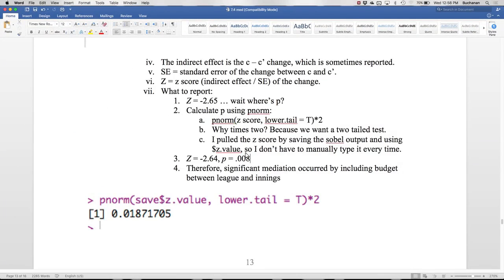Okay. So there was a significant mediation, and apparently if you switch these two, it's also significant. It wasn't even late. Normally my excuse is that it's 2 in the morning, 6 in the evening, so yes, mediation is significant. So if this hadn't been significant, we would still argue that there was a significant drop in C. Okay. So significant mediation occurred by including budget between league and innings.